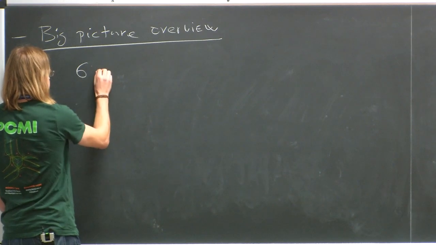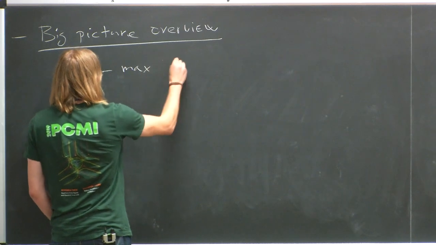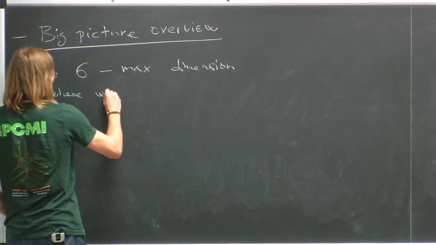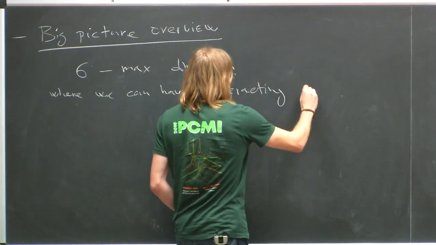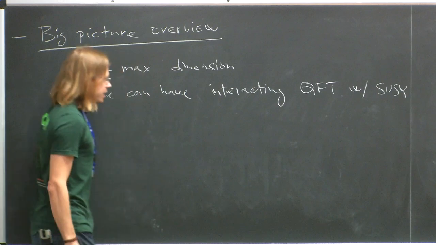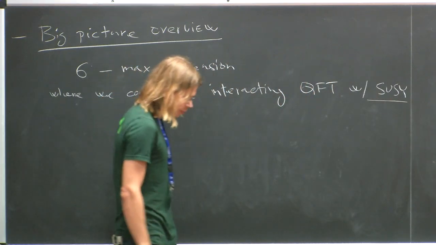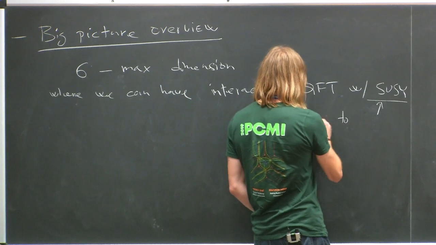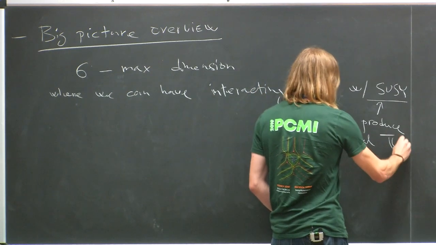Then one can realize that six dimensions is quite specific in physics, especially for this purpose. Six is the maximal dimension where we can have interacting QFTs with supersymmetry. First of all, we need supersymmetry from a mathematical perspective. We need supersymmetry to construct topological quantum field theories via the Witten construction. So we need to produce cohomological TQFTs.